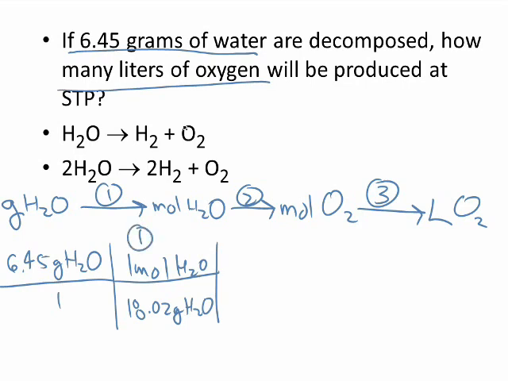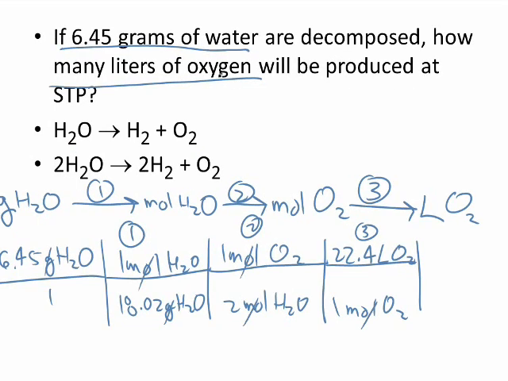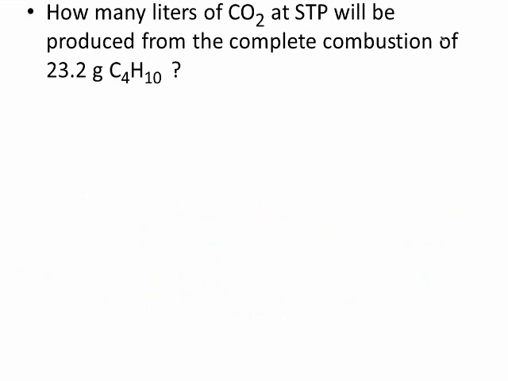Let's start step 1. Part 2 is from the balanced equation. 2 moles of water, we want to get rid of that, so we put that on the bottom, to 1 mole of O2. Part 3, going from moles of oxygen to liters of oxygen. So we have 1 mole of oxygen. We know that's 22.4 liters of oxygen. So we're left with liters, and we get 4.01 liters of oxygen.